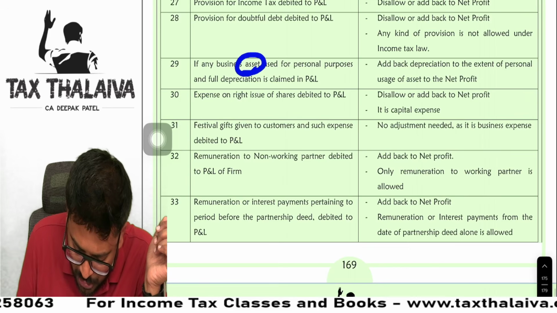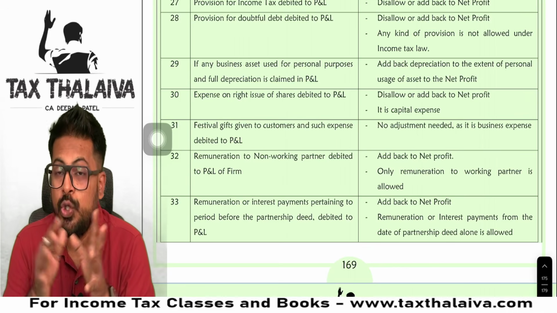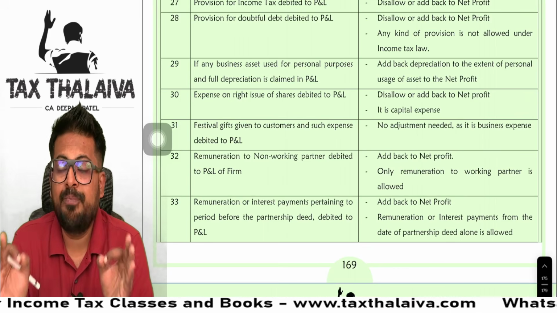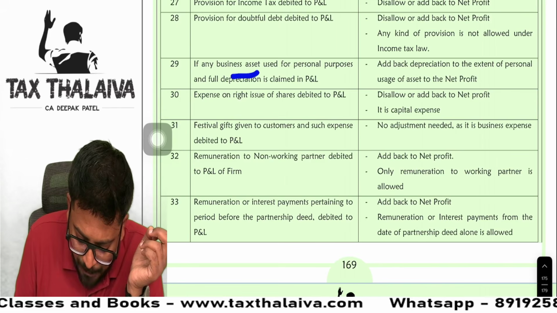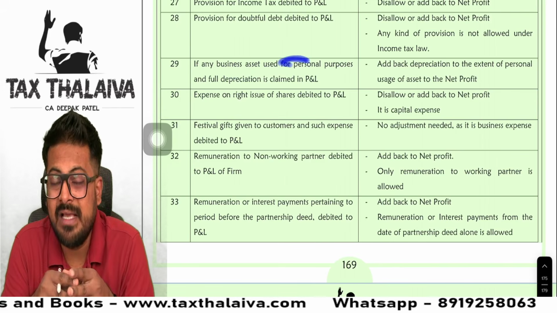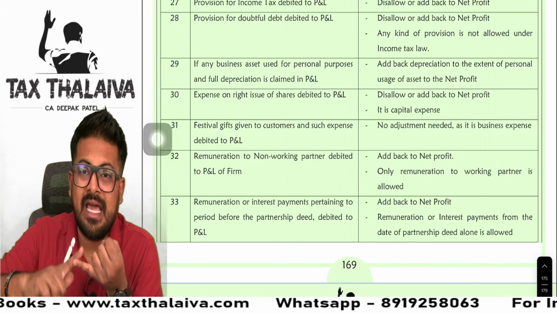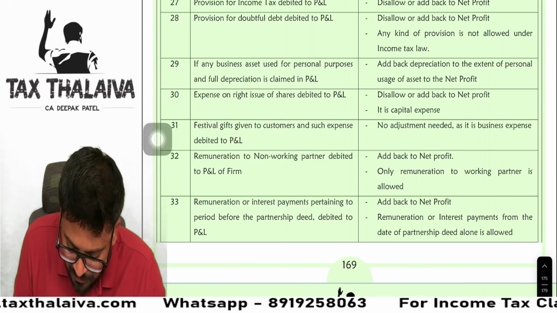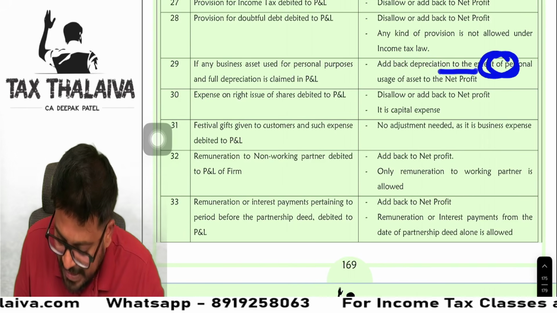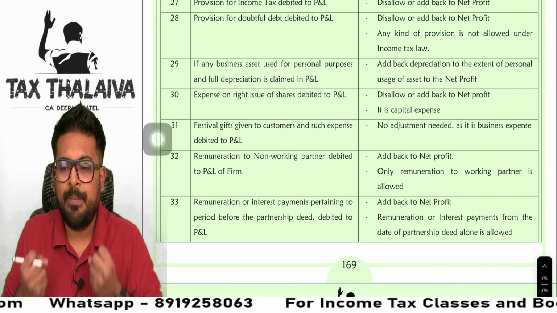If any business asset is used for personal purposes, guys, you know very well, any kind of personal expenses are not allowed as per the Income Tax Act. If a business asset is used for personal purpose, then whatever depreciation is there in relation to that asset, you need to disallow that. So guys, very simple, add back depreciation to the extent you used that asset for personal purpose.